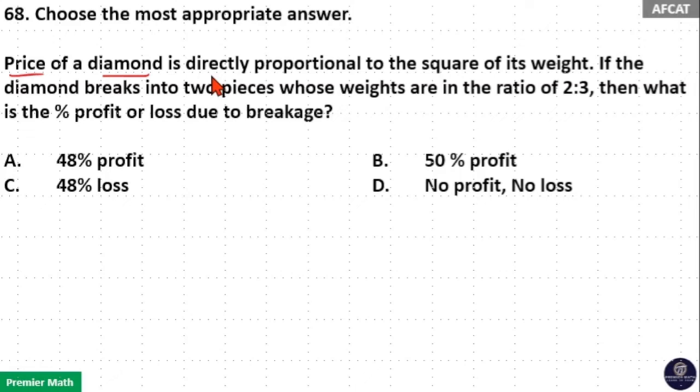Price of a diamond is directly proportional to the square of its weight. If the diamond breaks into 2 pieces whose weights are in the ratio 2:3, then what is the percentage profit or loss due to breakage? When there is a breakage, there must be a loss.